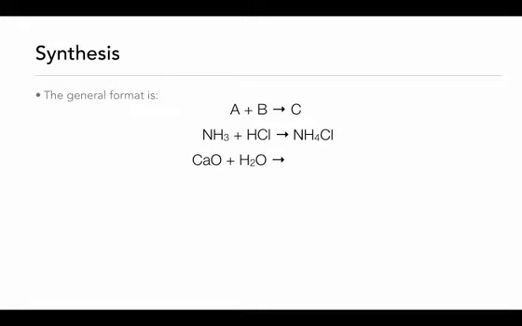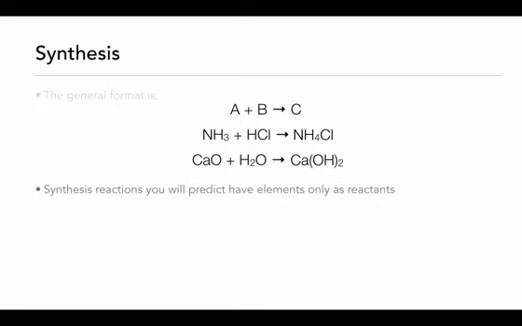Another example would be calcium oxide and water. When you place calcium oxide into water, you're going to form calcium hydroxide. Now those are somewhat complex reactions. The reactions that you're going to need to be able to predict are going to basically involve just elements.